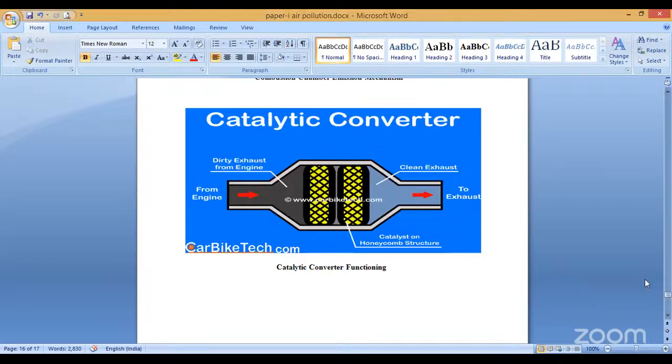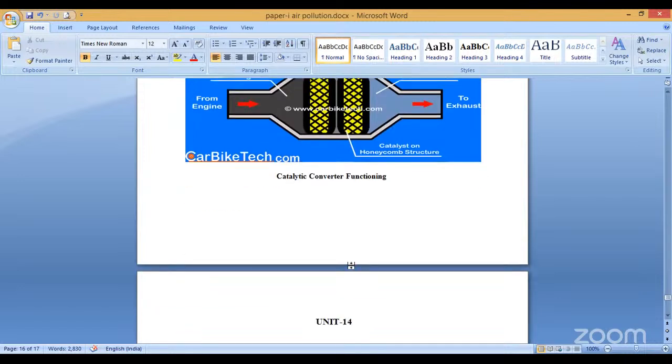Next one is the catalytic converter, and this is the diagrammatical representation of the catalytic converter. The catalytic converter has some important parts. First one is the dirty exhaust from the engine, and second, the clean exhaust. On the top, the catalytic converter has honeycomb structures, and these are the diagrammatical representation of the catalytic converters.